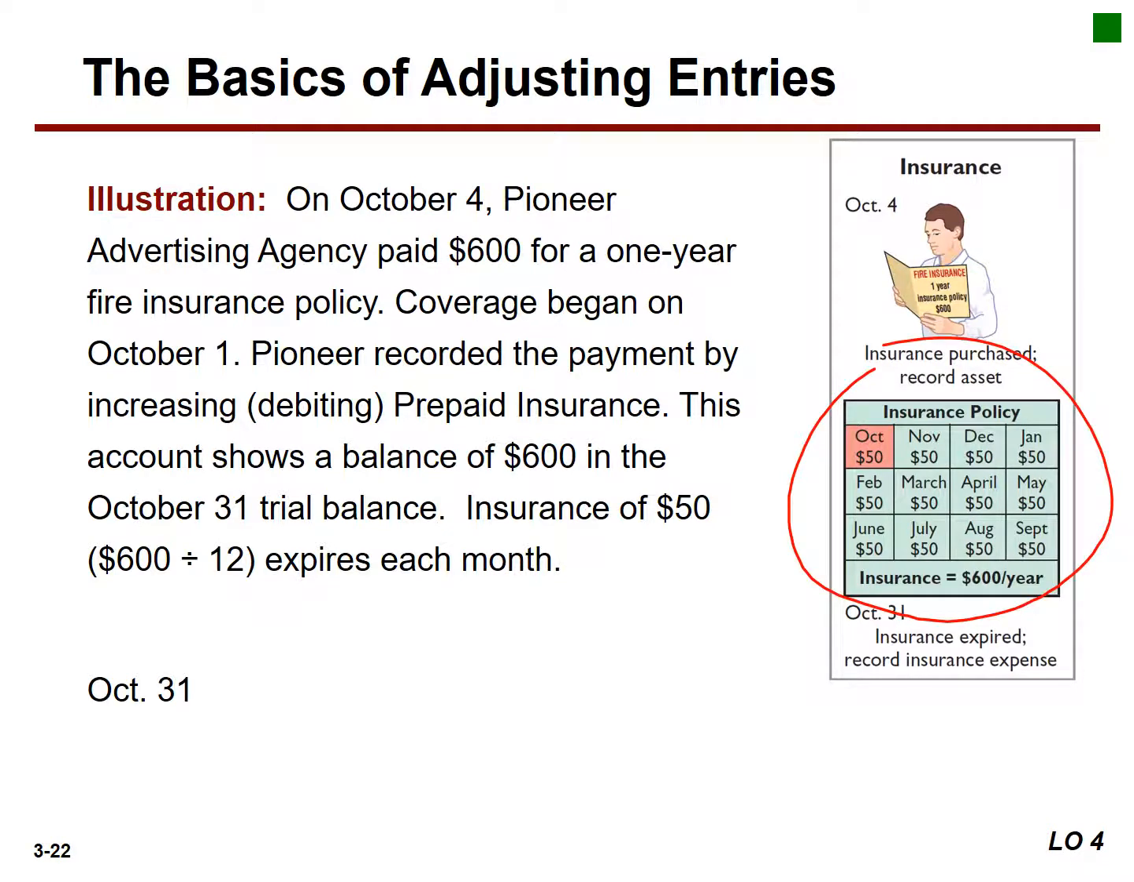Our adjusting entry will be to debit the insurance expense account for $50 and credit the asset account prepaid insurance. Now, we have received 1 month's worth of coverage, so we're recording that expense. From the insurance company's standpoint, this prepayment we've made to them is an unearned revenue. So when one business has a prepaid expense, another business will have an unearned revenue.